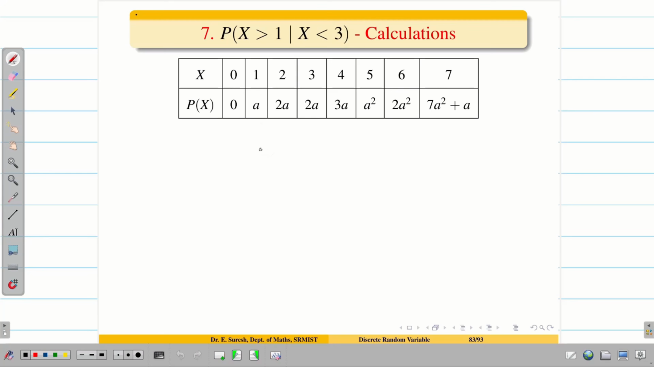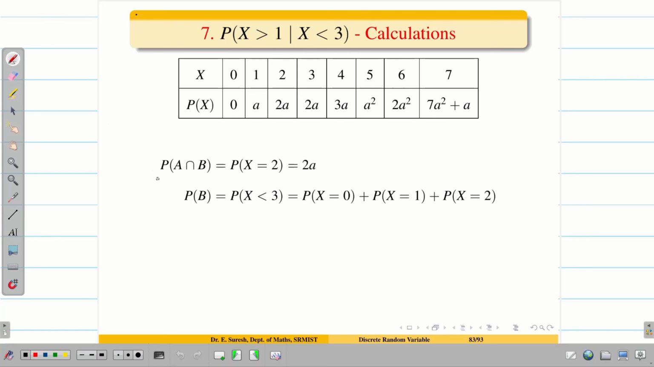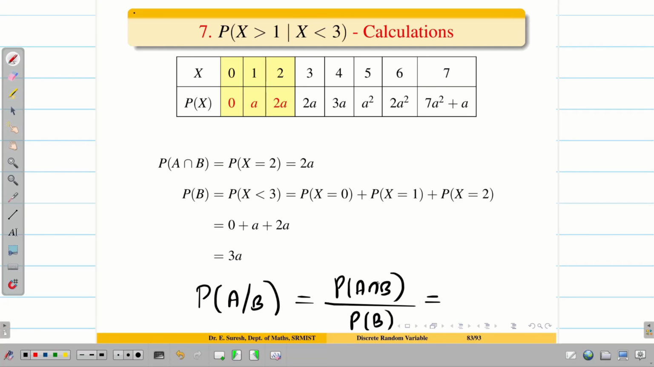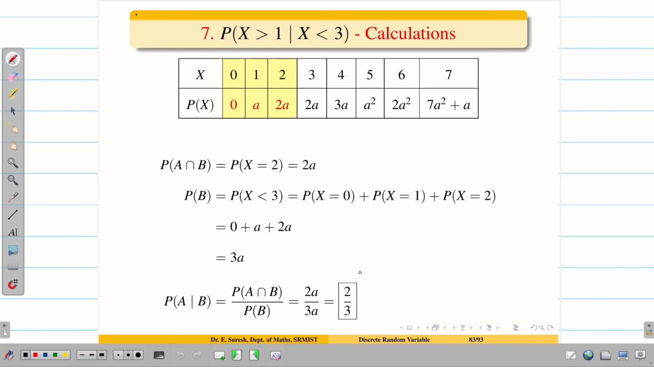Hope you understand. Now we know the probability of A intersection B, that is x equal to 2. So the probability of x equal to 2 is 2a, and then the probability of B, which is the probability of x less than 3. Less than 3 means we have to include 0, 1 and 2. So my answer is going to be 3a. Now easily we get the probability of A given B, that is probability of A intersection B divided by probability of B. Probability of A intersection B is 2a and probability of B is 3a, and we can write this as 2 by 3. So the answer is 2 by 3.